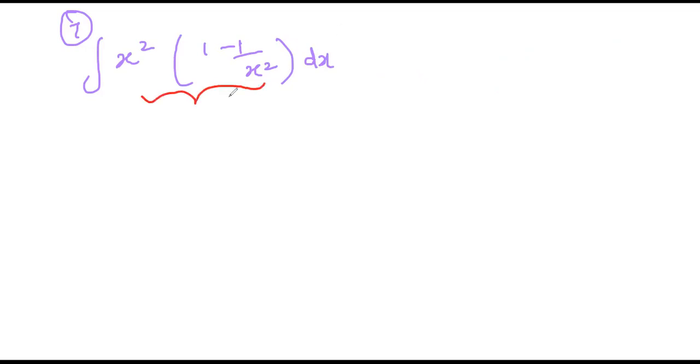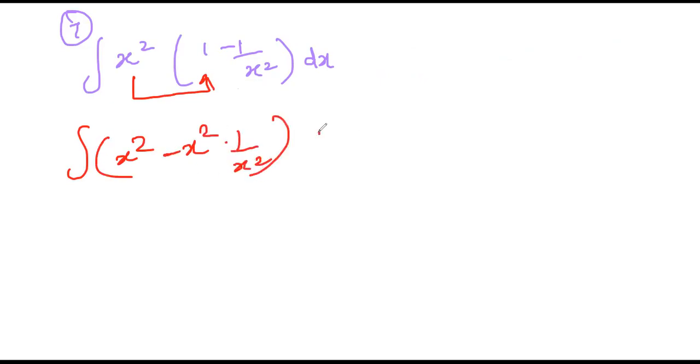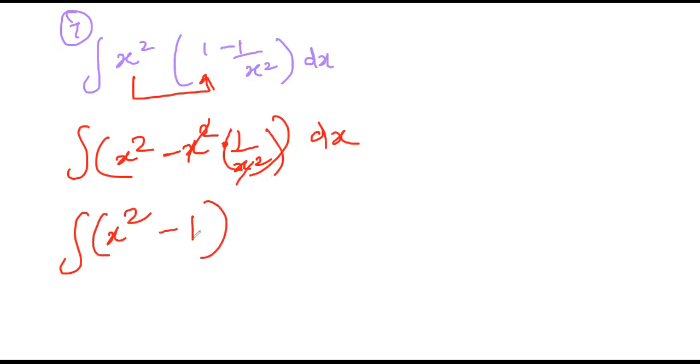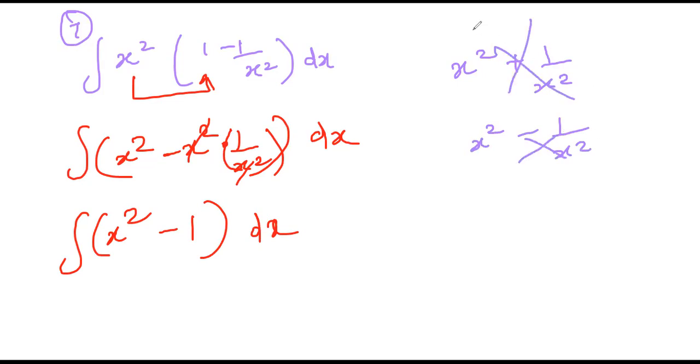So now we have to simplify this. I'll just do the simplification part alone. You can proceed afterwards. So this can be written as x square and minus x square into 1 by x square dx. And this x square will get cancelled because it is in multiplication, right? We can cancel it out and it will become x square minus 1 dx. We are not allowed to perform cancellation if this x square is in subtraction or addition. Here you will be going for the LCM.